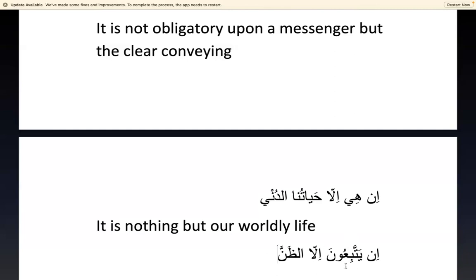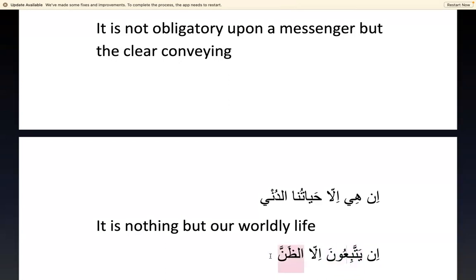Now, taba'a means following. So how will you translate yattabi'una? I'm asking only this word. No, but you're actually translating wrong. They are following. They are following, is it? They all are following, right? Now, they all are following.